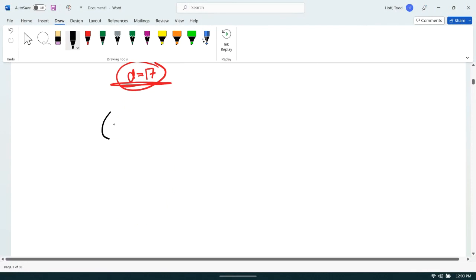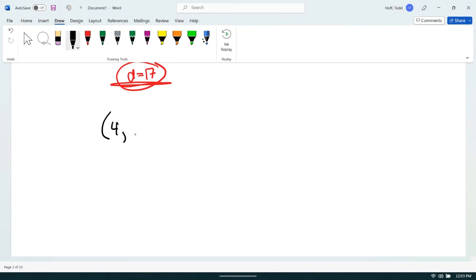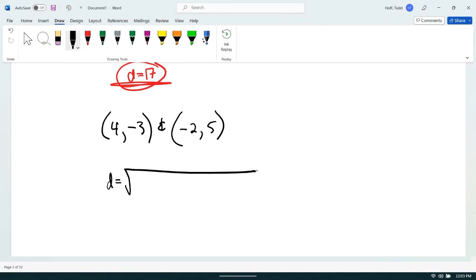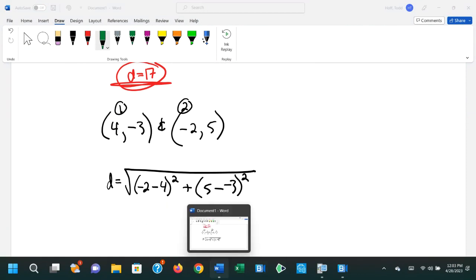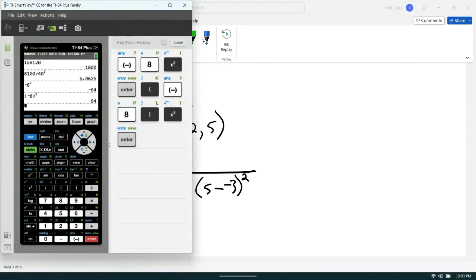Let's do another one. Let's find the distance between the points negative 3, 4 and negative 2, 5. So our formula here, the distance, is the square root of, I'm going to call this point 1 and point 2, so x2 is negative 2 minus x1 of 4, squared, plus y2 of 5 minus y1 of negative 3, squared. So we're just going to go ahead and put this in the calculator to show you that it does all come right out in the formulas.